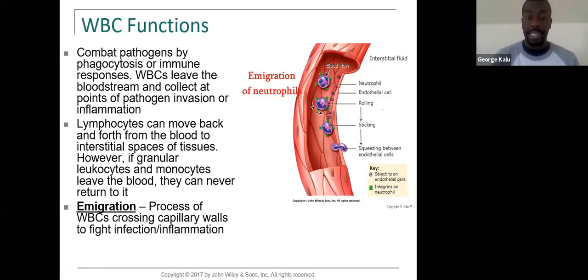Now, here's the thing. Once a white blood cell leaves the bloodstream, it can never go back, unless it's a lymphocyte. Lymphocytes are the only white blood cells that are able to go back and forth. But if it's not a lymphocyte, once it leaves, it can never re-enter the bloodstream. So it's going to have to stay within those interstitial spaces. The process of a white blood cell exiting out of the capillary into the interstitial fluid or interstitial space is called emigration, where it actually leaves the blood vessel in order to fight off infection or inflammation.